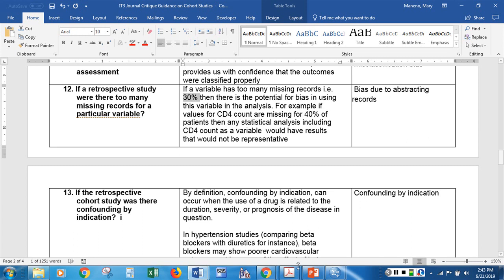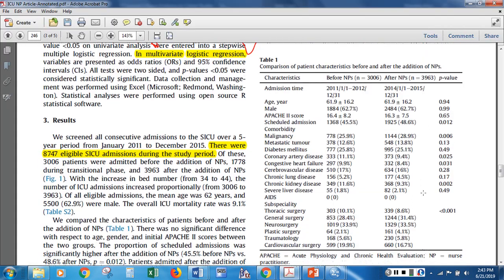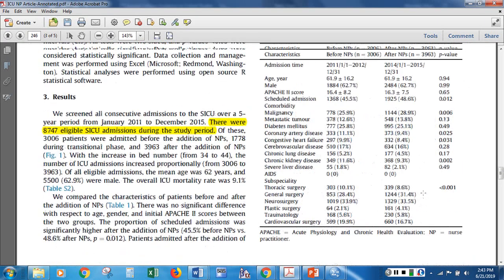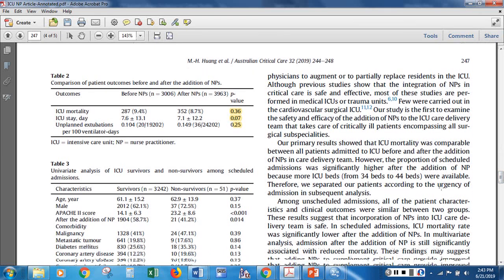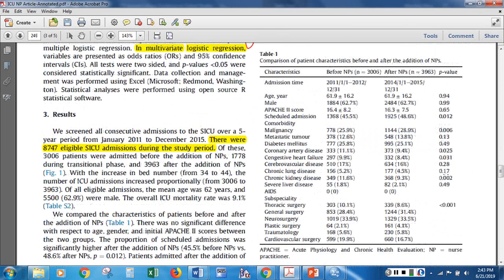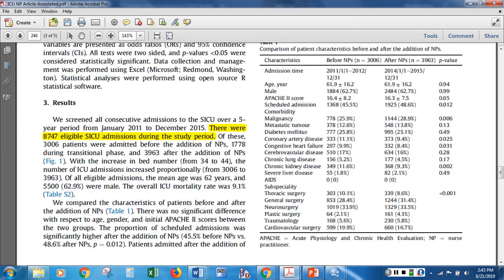So the tables usually give us a clue, right? Looking at the tables, this is where they would have a footnote somewhere saying that there was missing data on this particular variable. And the total numbers always tell you. This doesn't provide us with a good example, but what I'm trying to say is look at the footnotes. And if the footnotes say that particular variables had missing data, then you can determine how many were actually missing.